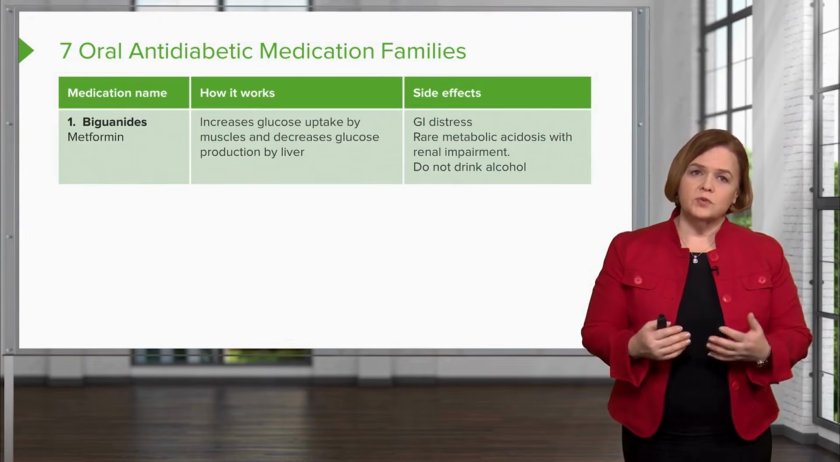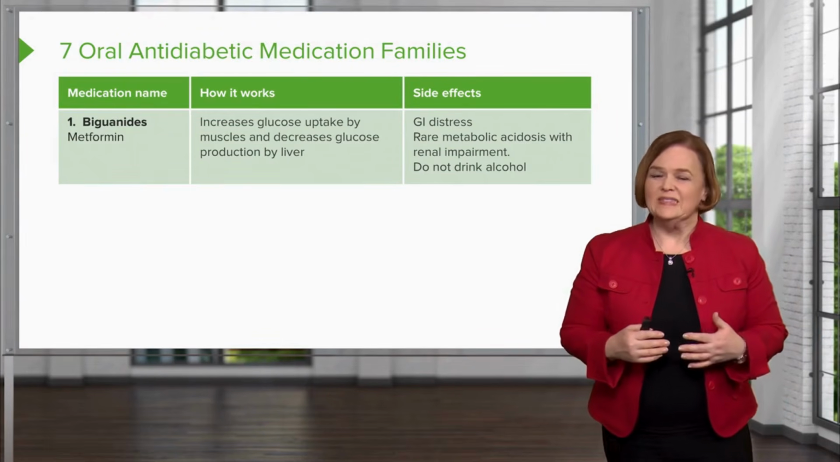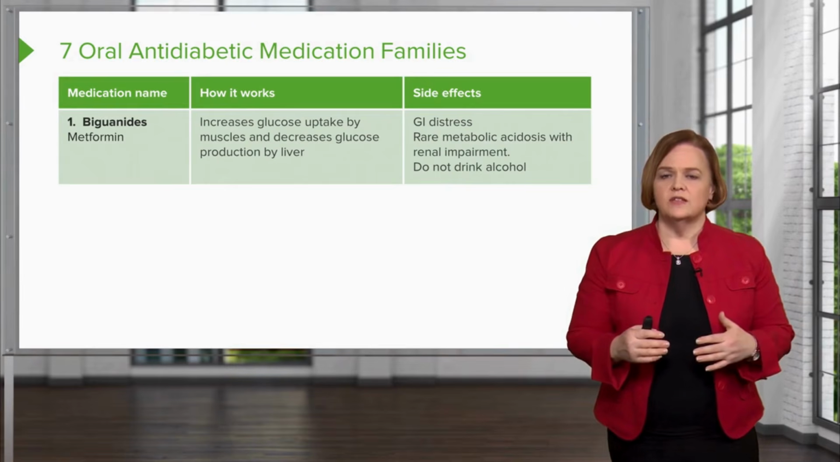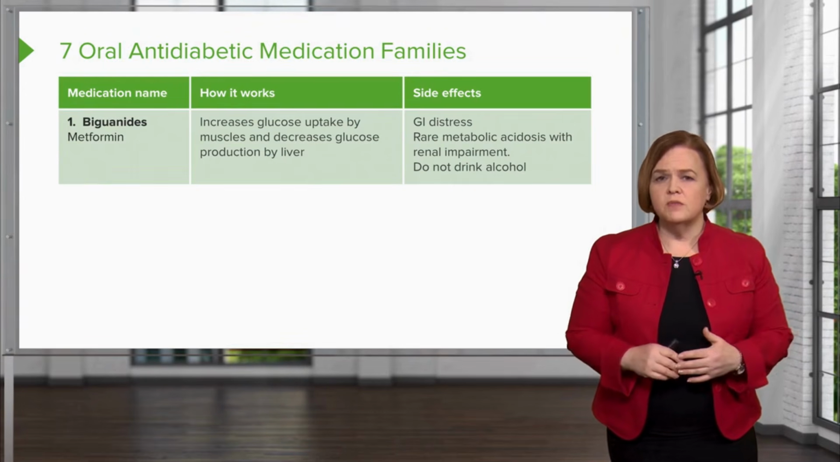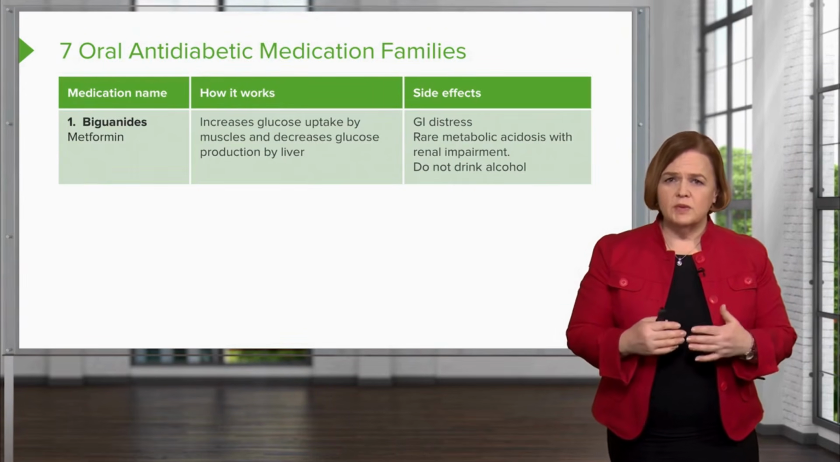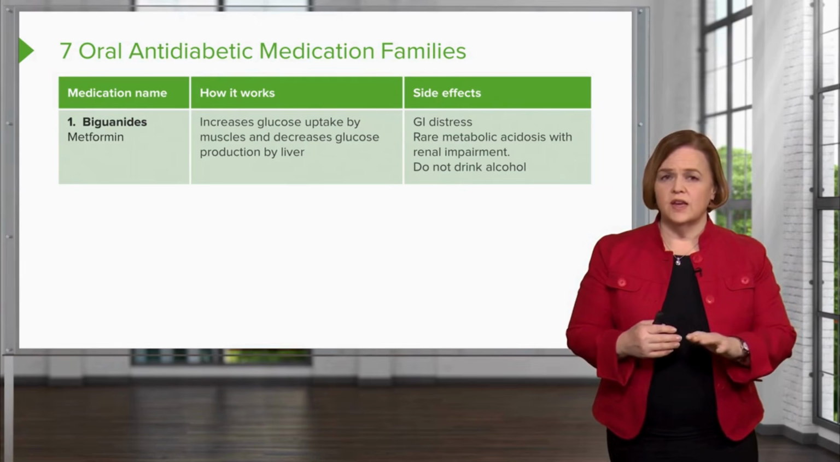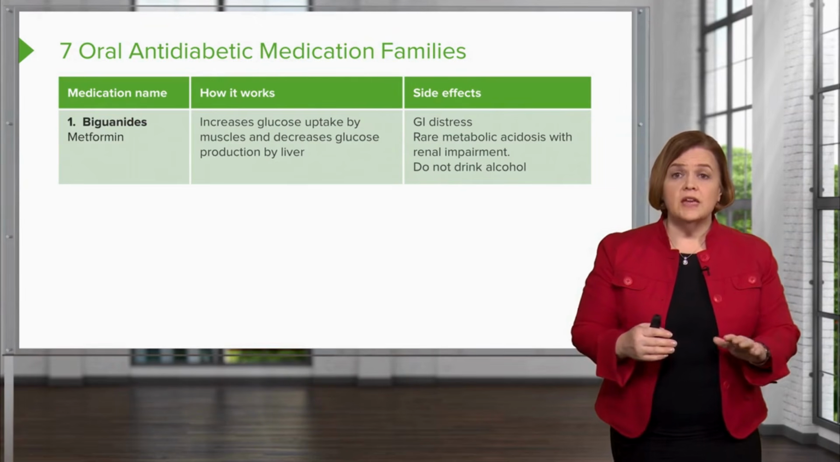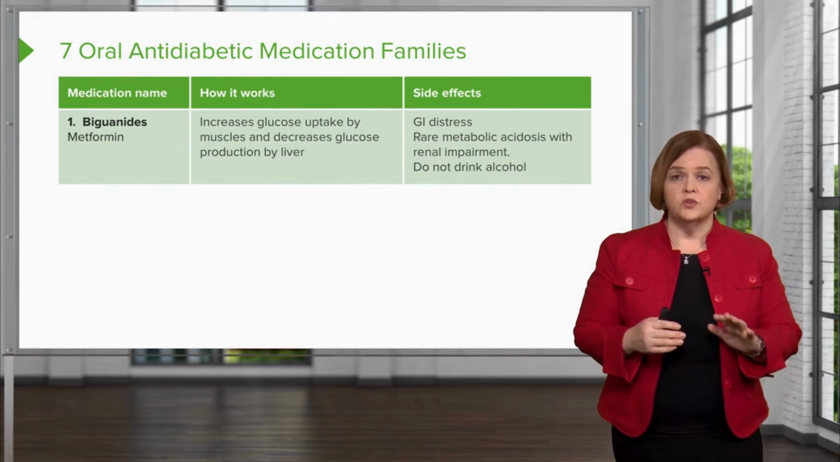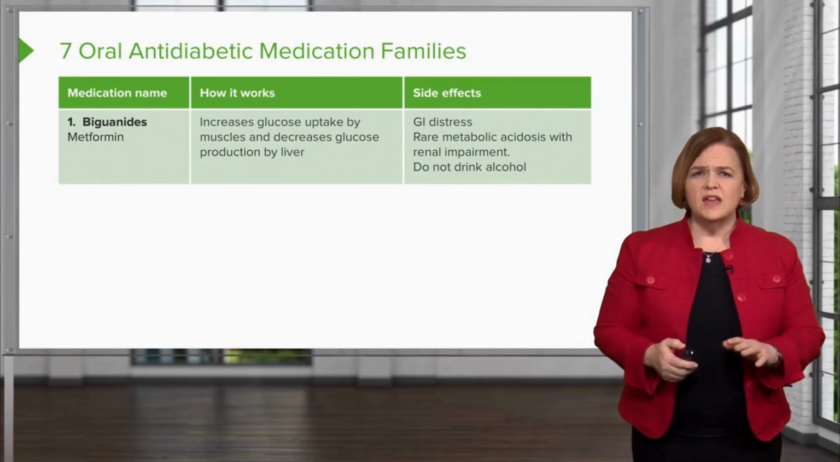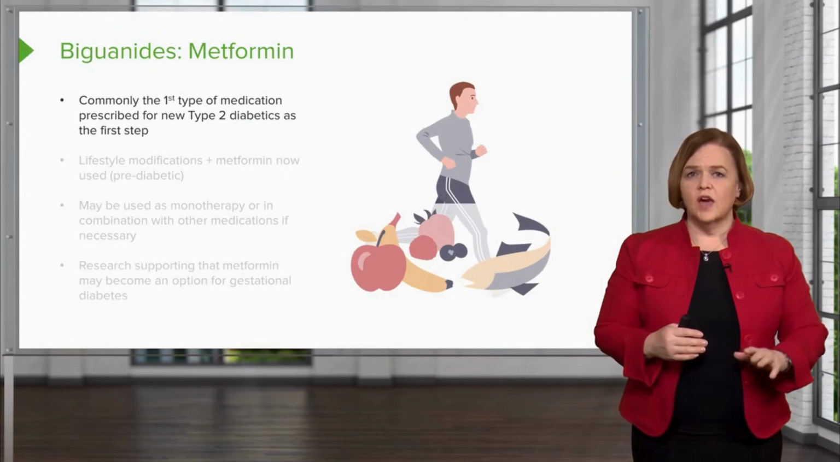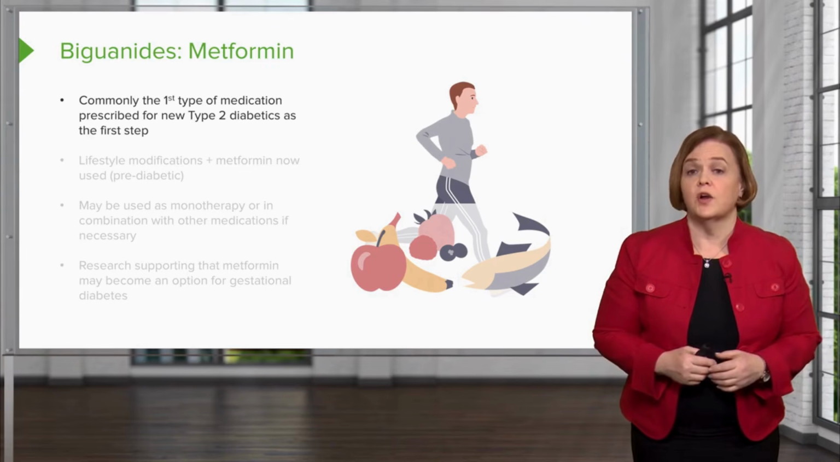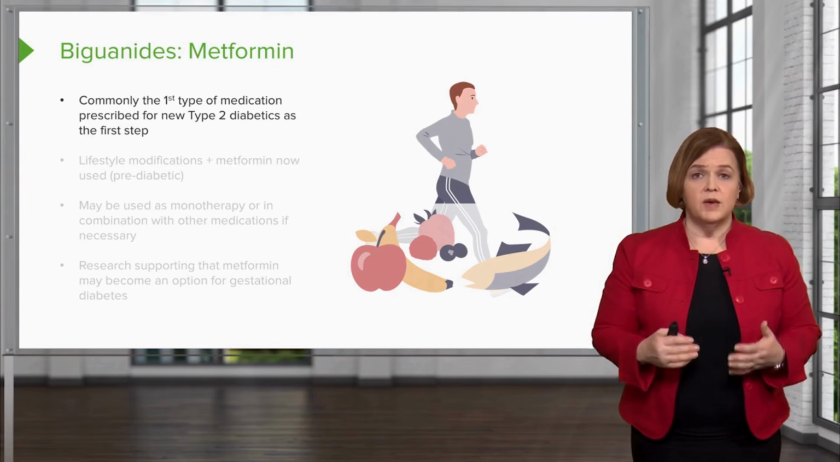Now, some of the problems with metformin, particularly when you start it, it has some GI distress. You can also have a really rare metabolic acidosis with renal impairment, but predominantly what people are going to see is the GI distress. This is another one of those medications that you do not want to drink alcohol with. And we'll go into that in a little more detail. So we know that this medication is commonly the first type of medication prescribed for a new type 2 diabetic.